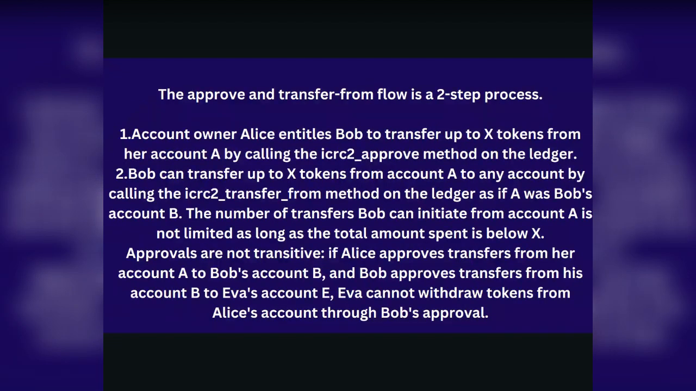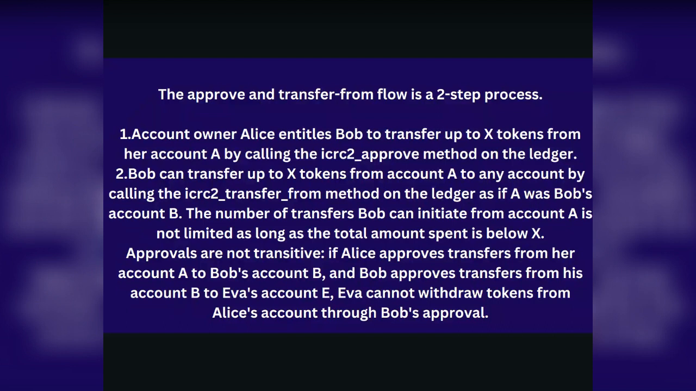Since an ICRC2 token leverages the approve and transfer flow, we are picturing a scenario whereby there's an account owner called Alice, and this Alice entitles Bob to transfer, let's just say, X tokens from her account. So assume you have tokens in your account, and you want to call the ICRC2 approve method on the ledger, where transactions happen. Once you make that call, probably you can do it by a click of a button in your application tab.